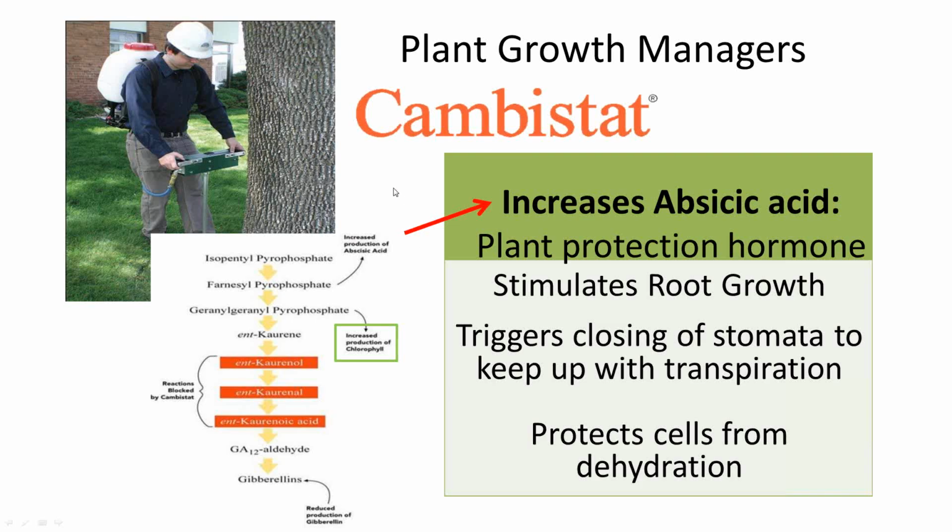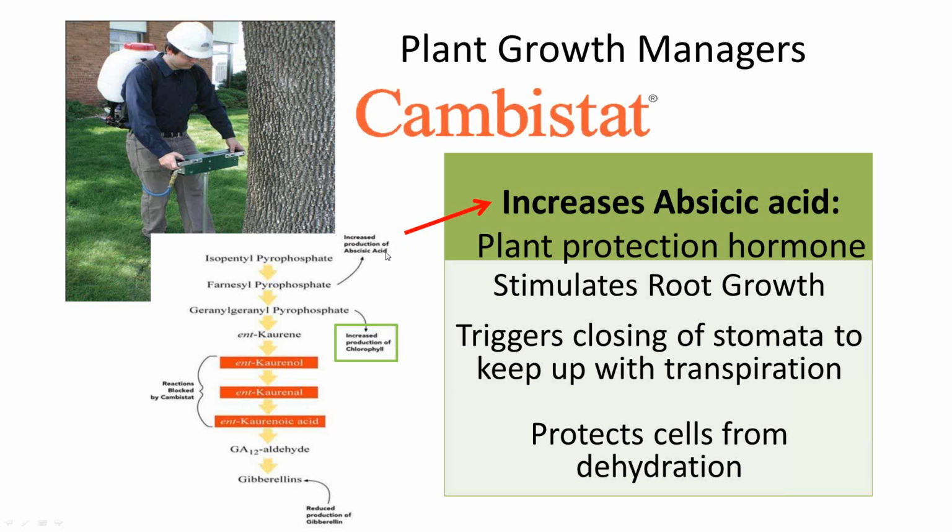Now another thing you can do, this would be something that you could do in the meantime while you're trying to get your soil back to its proper health, is apply something like a growth manager. So our product Cambistat, which is paclobutrazol, not only does it shut down the production of gibberellin, which is responsible for tip growth, but it has been shown to increase the production of chlorophyll. So the plant will have green leaves, which would be very attractive to your clients.